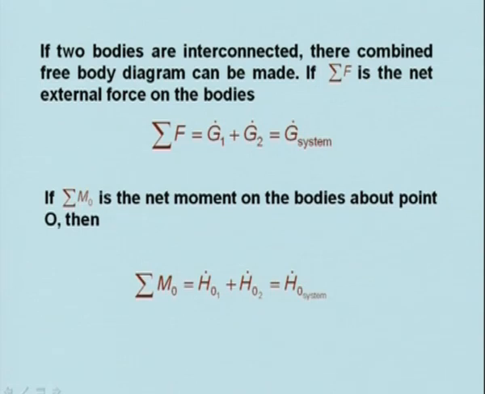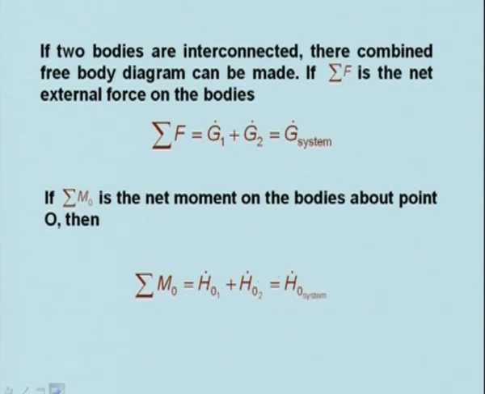So, if two bodies are interconnected, their combined free body diagram can be made. If sigma F is the net external force on the bodies, then sigma F is equal to G1 dot plus G2 dot, which is equal to G dot of the system. So, this is the thing. If sigma M_O is the net moment on the bodies about point O, then sigma M_O is equal to H dot O1 plus H dot O2, which is equal to H dot O of the system.